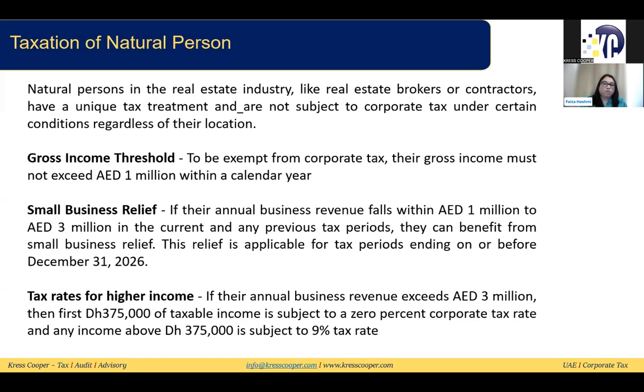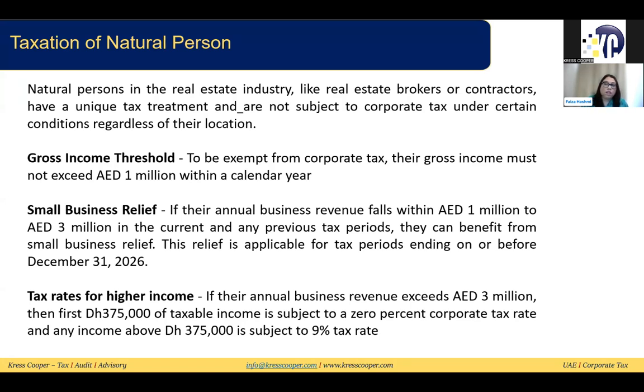If the income you're earning is more than 3 million, then it would be the same treatment as for a juridical person company. And then any revenue over 375,000 would be at 0% and above that would be 9%. So this is a little bit of the difference between the treatment of the juridical person and the natural person.